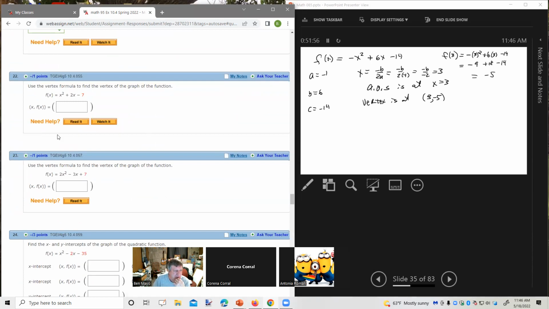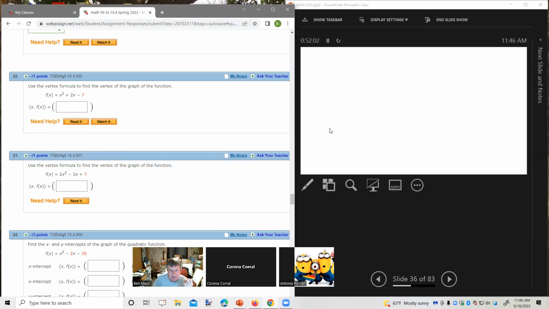Let's do 22. It doesn't ask for the axis of symmetry or whether it opens up or down, but we can still do it. Okay. So we've got x squared plus 2x minus 7. So A is 1, B is 2, C is -7. Okay.